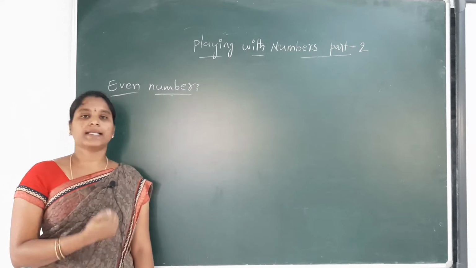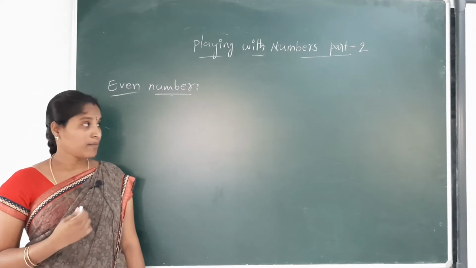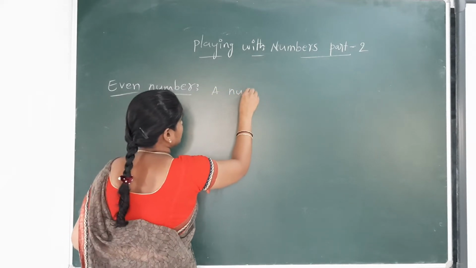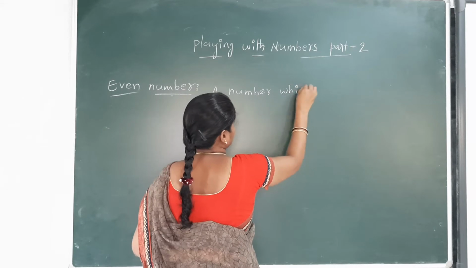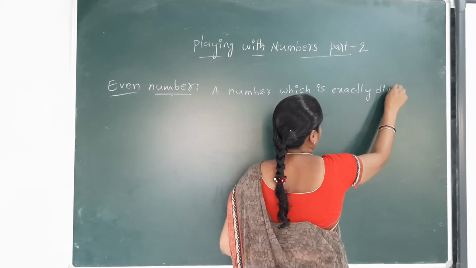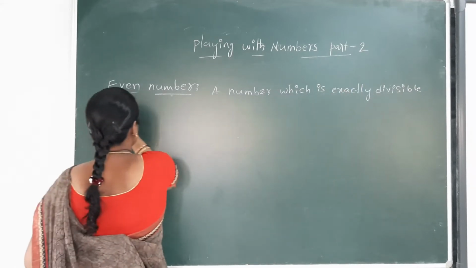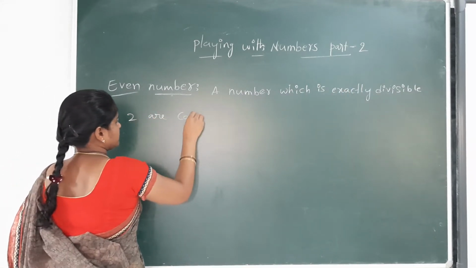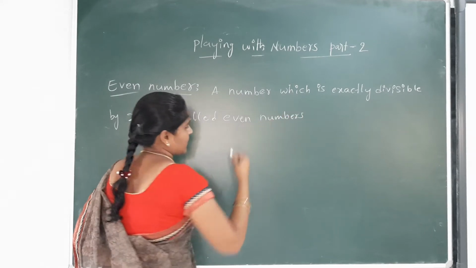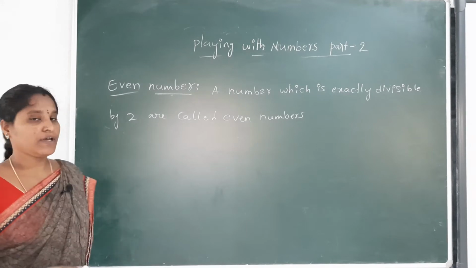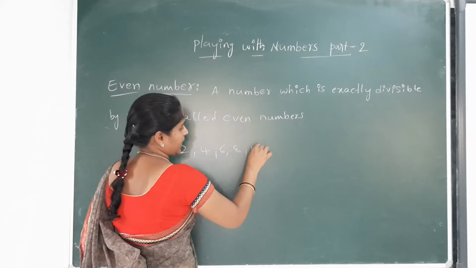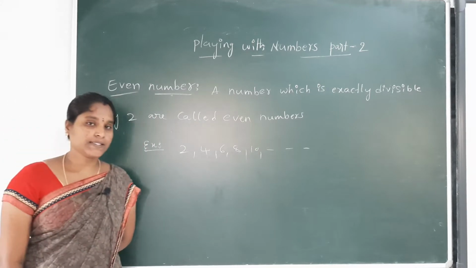A number which is exactly divisible by 2 is called an even number. Example: 2, 4, 6, 8, 10, and so on.